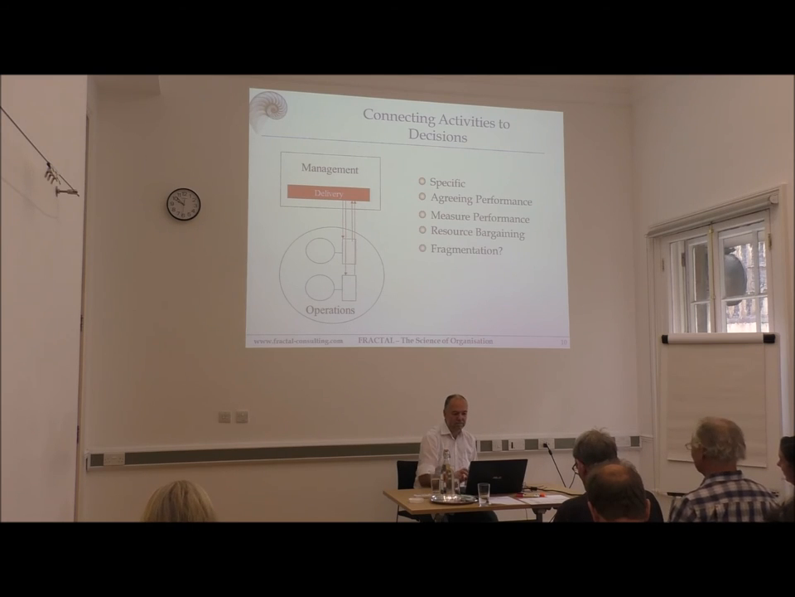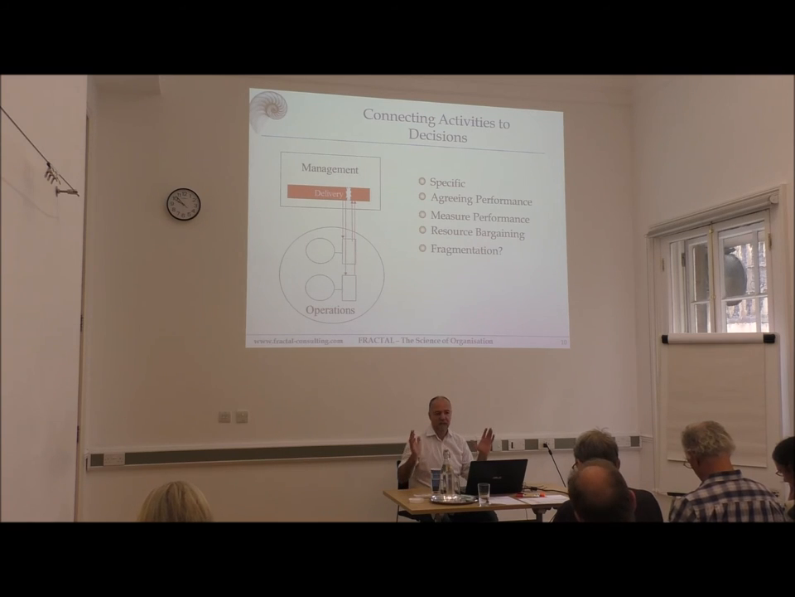And so one of the other things that goes wrong with this is fragmentation. We end up having one conversation about performance and another conversation about resource. So I have Pauline as the arbiter of performance and Mike as the arbiter of resource. And if they don't talk to one another, it's in Pauline's interest to screw me on performance, and it's Mike's interest to screw me on resource, and I get sandwiched in the middle.